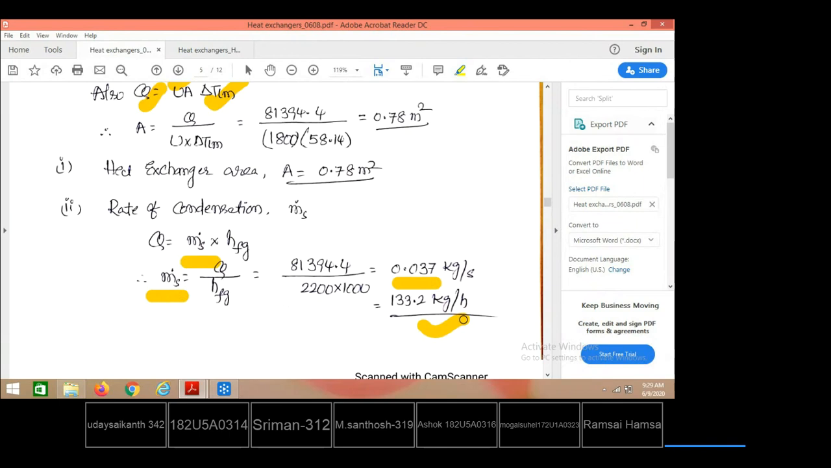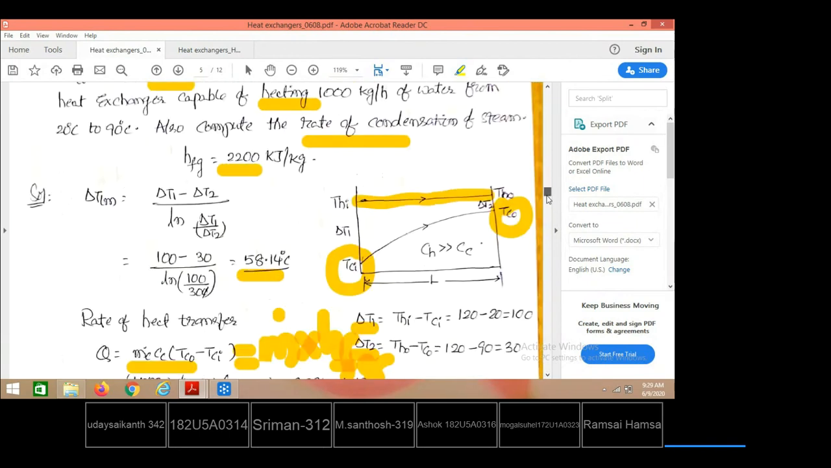This is the way the problems have to be solved when parallel flow, counter flow, condensers or evaporators are given. In any of these cases, remember that in a condenser the hot fluid temperature remains constant. In an evaporator, the cold fluid temperature remains constant, and delta T1 is calculated as usual.